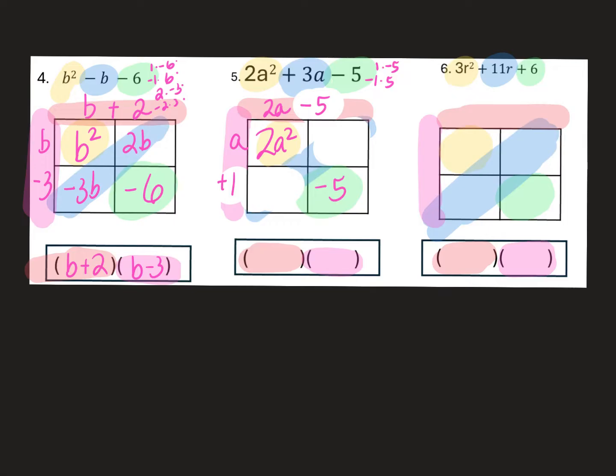My 2a squared still works. I'll have minus 5a. Minus 5 times a is minus 5a. 2a times 1 is positive 2a. Now, when I add the blue together, of course it's not blue now, but I can make it blue. When I add the blue together, do I get positive 3a? No, I do not. I get negative 3a.